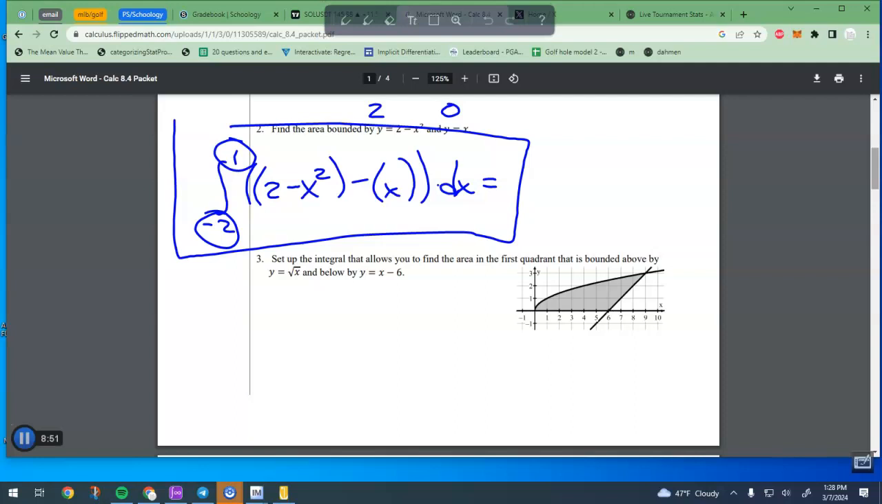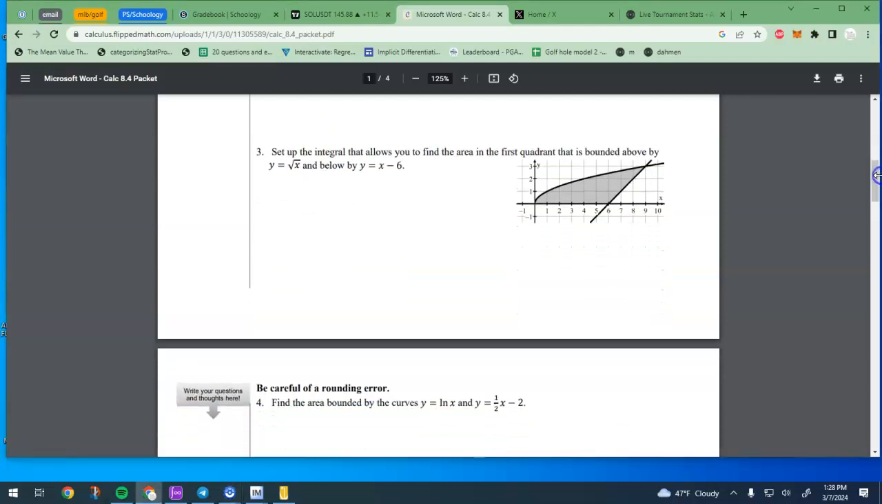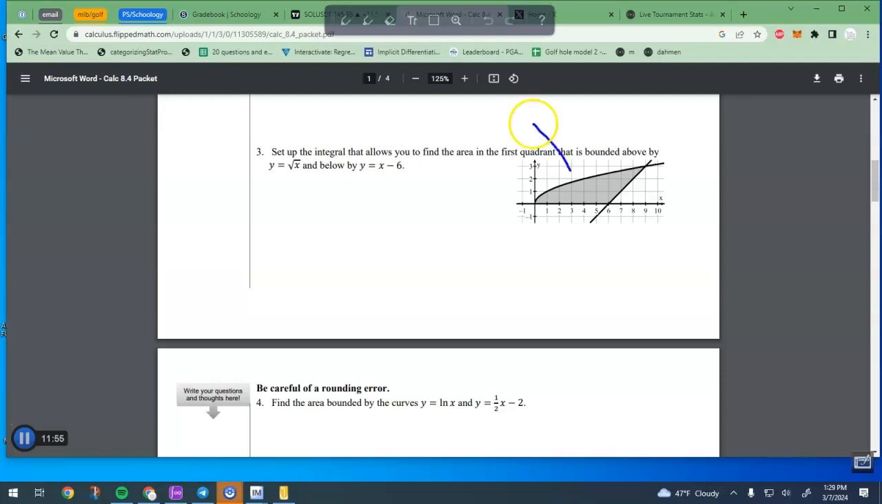All right, so 3. So 3 is another level of difficulty, I'd say. Some people have trouble seeing this. On this kind, I don't want to say always, but I've always seen a graph with these so far. Doesn't mean it'll always stay that way, but we have an issue here. This is y equals the square root of x. This is y equals x minus 6.